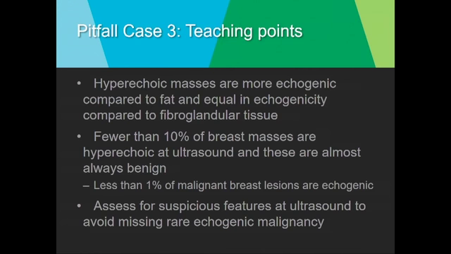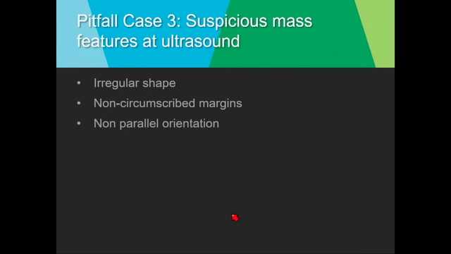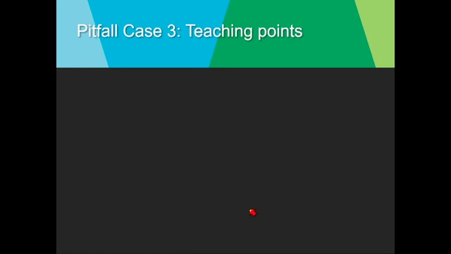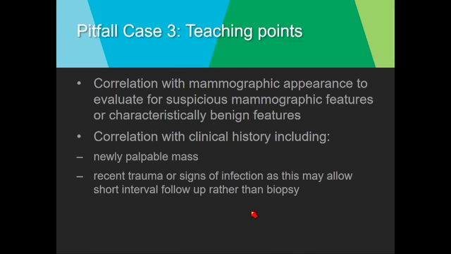And of course, the clinical scenario of a new or enlarging palpable mass is also very important, as I will show. And just to review, what are suspicious features of breast masses at ultrasound? That includes irregular shape, non-circumscribed margins, non-parallel orientation, posterior acoustic shadowing, associated architectural distortion. And again, it's very important to correlate with the mammographic appearance, and clinical history as well, as I discussed.